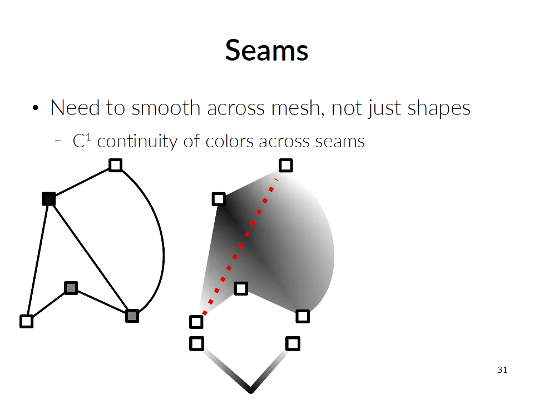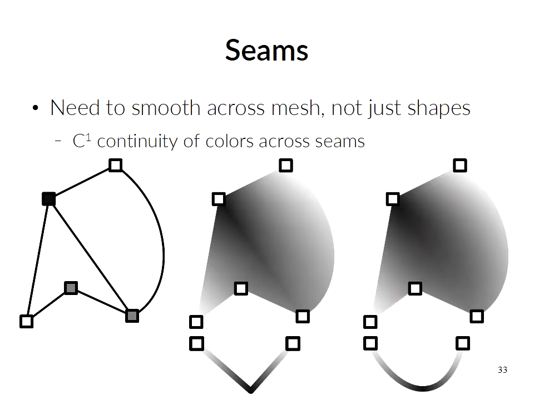To get around this, DiffusionMesh requires that there be a C1 continuity of colors across seams. That means the derivatives of colors on either side of the seam should be the same. And if you do this, you'll notice that the seam becomes much less noticeable.